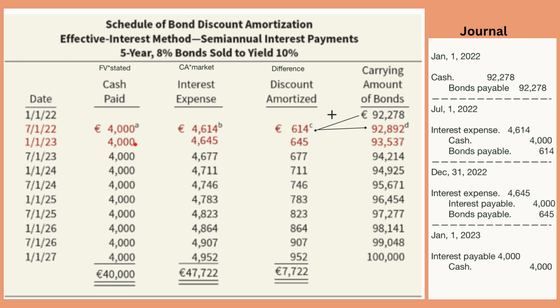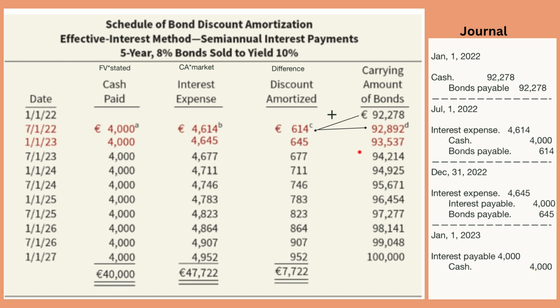I'm gonna pay it tomorrow, the next day, on January 1. So what do I say? It's gonna be interest payable. Interest payable, it's a liability. I need to increase my liabilities. Now the next day, on January 1, 2023, I'm gonna pay the 4,000. So interest payable will go to the debit side because I need to decrease this liability. I paid cash, so cash will go down on the credit side by 4,000.